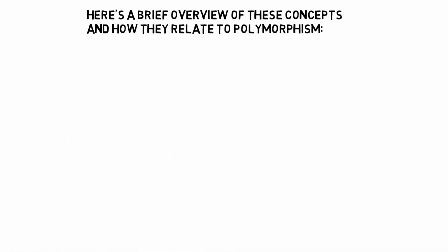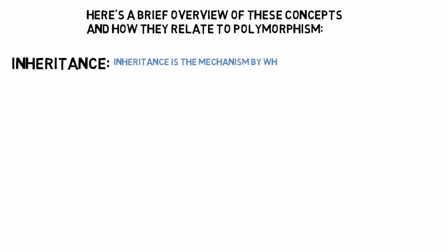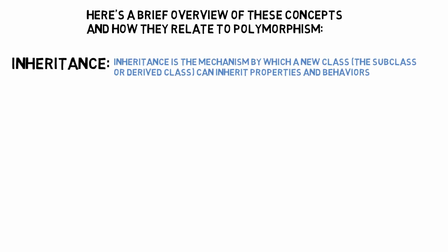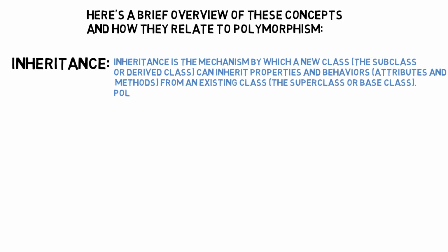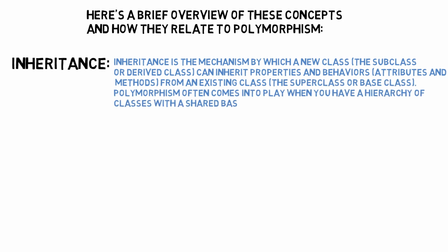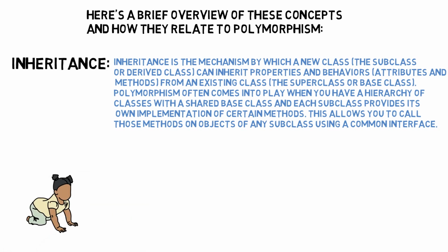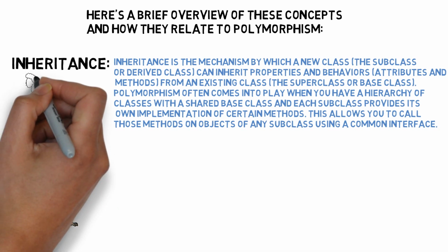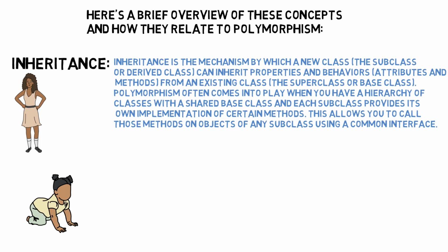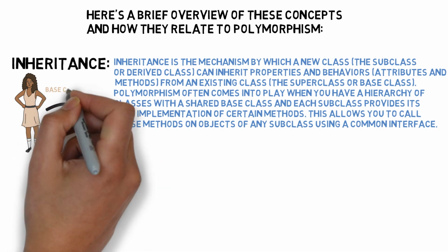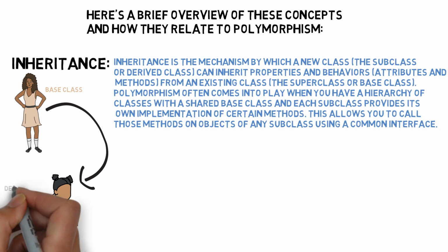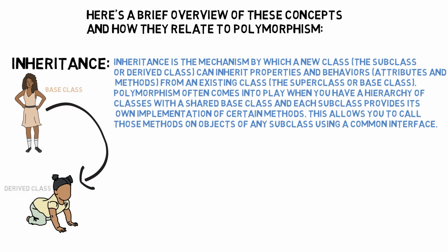Inheritance. Inheritance is the mechanism by which a new class, the subclass or derived class, can inherit properties and behaviors, attributes and methods, from an existing class, the superclass or base class. Polymorphism often comes into play when you have a hierarchy of classes with a shared base class and each subclass provides its own implementation of certain methods. This allows you to call those methods on objects of any subclass using a common interface.